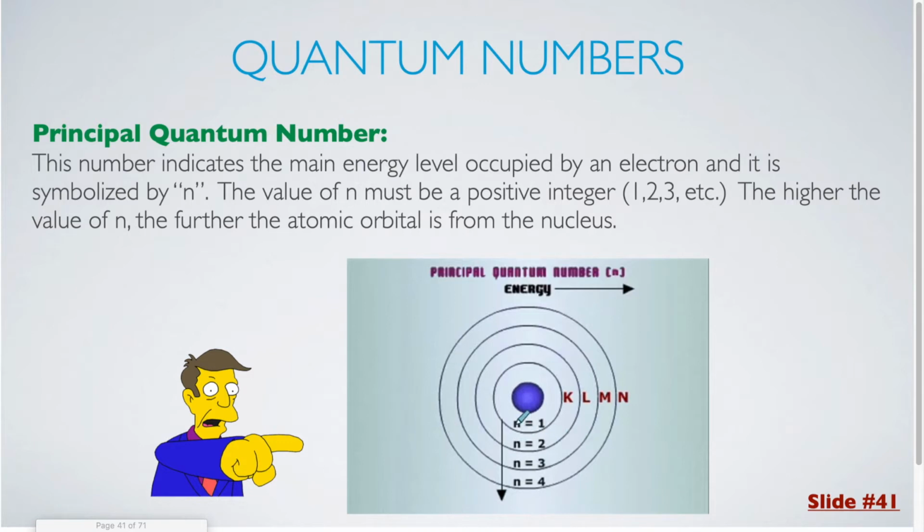So you can see within our diagram, our electrons which are closest to the nucleus are going to be designated within n equals 1, and as you get further away, that number will increase.